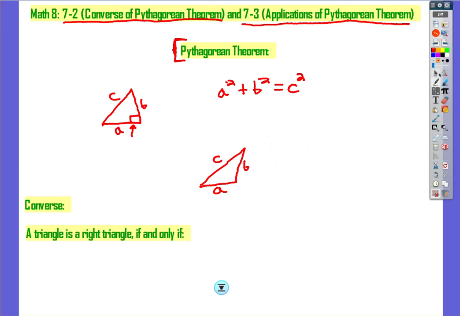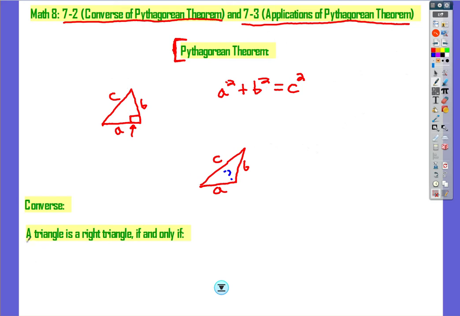But basically what 7-2 is going to go over, and we'll do an example of it as well, is how do you apply the opposite of that? We could get two side lengths of a triangle and find the third missing side of that triangle. But if we were given three sides of a triangle and we had no idea what this angle was, if it was right or something else, we could apply the converse. So converse, think we're going the opposite way.